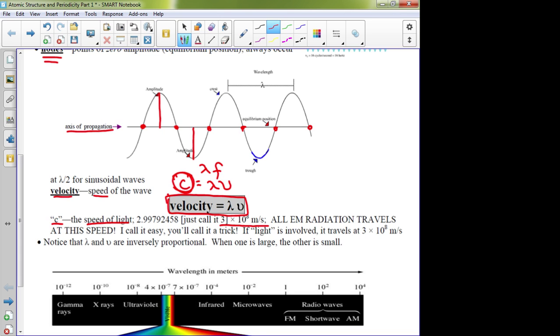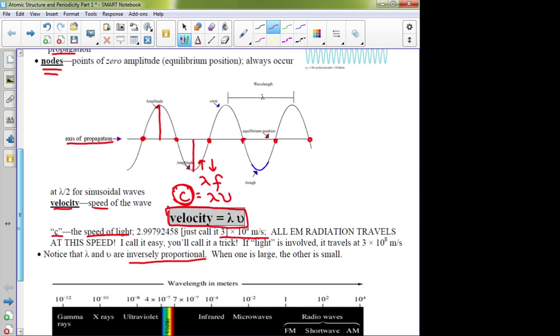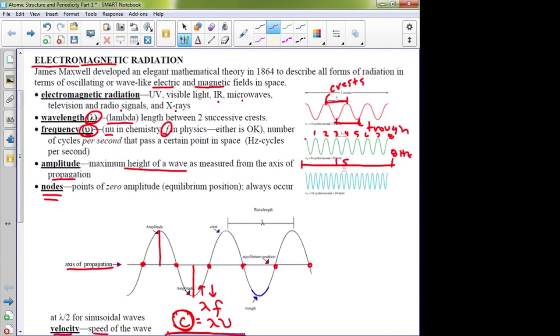So that means if my wavelength goes up, what happens to my frequency? It goes down. It has to go down. Or if my frequency goes up, then my wavelength goes down. So these are inversely proportional. If one is large, then the other is small, which makes sense if you think about it. The larger wavelength, here, this has a larger wavelength than here. So what happened to my frequency when my wavelength decreased? Increased. So it makes sense.